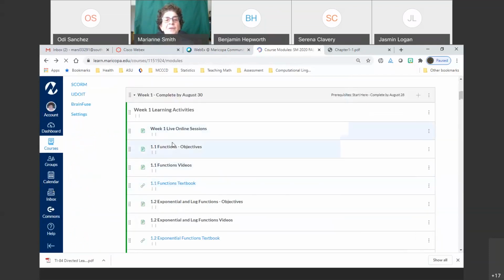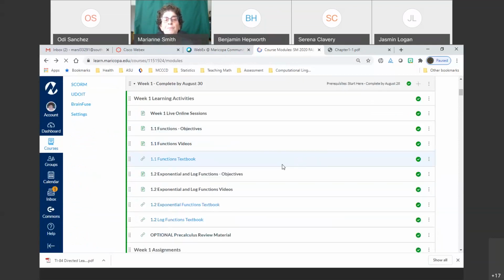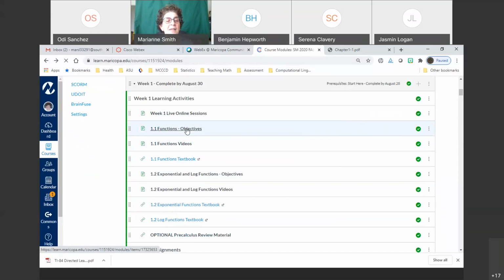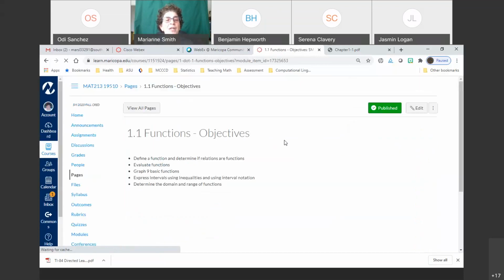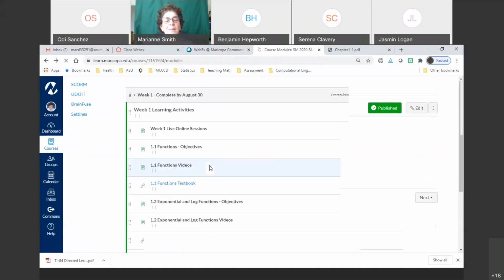Okay, and then you can see you've got function objectives, and that's going to tell you what the point of this section is. If we click on this, it'll tell you what we're learning: we're defining a function, evaluating functions, and looking at 9 toolkit functions or families of functions. We're going to go over interval notation a bit, and talk a little bit about domain and range. Again, this should all be familiar to most of you, but we're just making sure we're all at the baseline of what we need to know to get started.